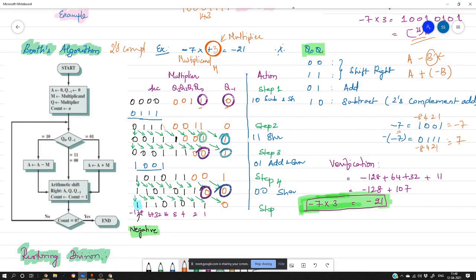Now after shifting, the count has to be decremented, obviously. Here it was 4, now it will become 3. Count will become 3, as you can see in the flow chart. So do an arithmetic shift. This actually helps you understand what arithmetic shift is.